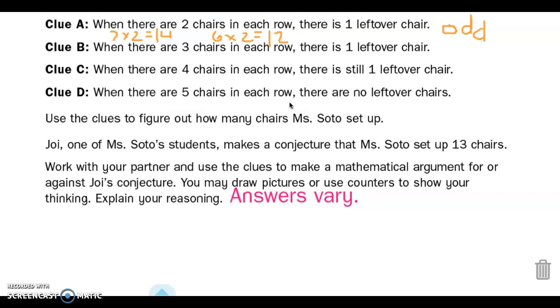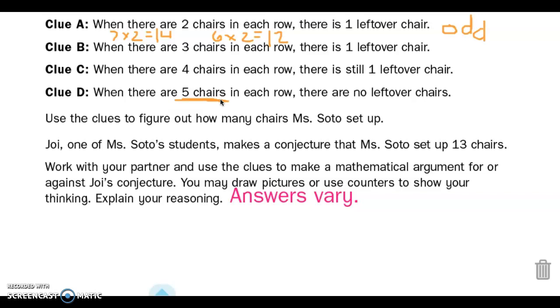What is that clue telling us? Well, let's see. Think about when we multiply. Oh, there's no leftover chairs, so it has to be a multiple of 5 because each row has 5 in it. So think to yourself, what do multiples of 5 end with? Think if we go 5, 10, 15, 20, 25, 30. What does that last number end with? There's 2 of them.